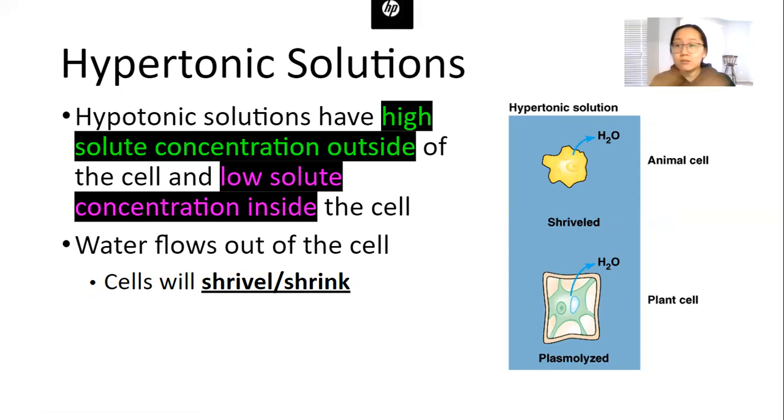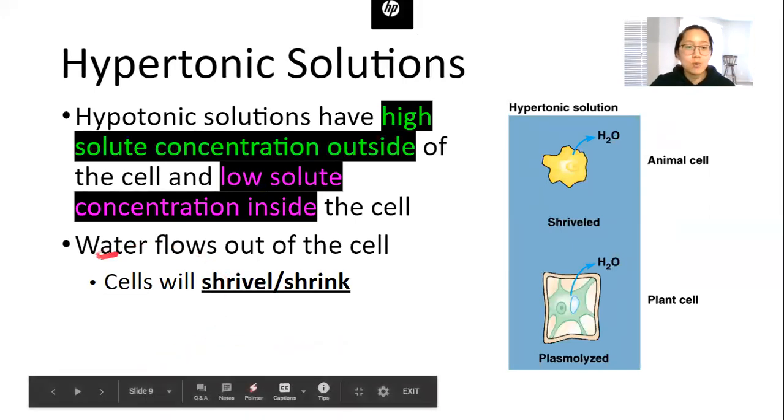So the water has to go out to try to dilute it and make it less salty to balance the inside and the outside, right? So the inside of the cell and the outside of the cell now have the same concentration, but the cell has been shriveled. So like I said, the net water flow is out of the cell and the cell is going to shrivel or shrink.